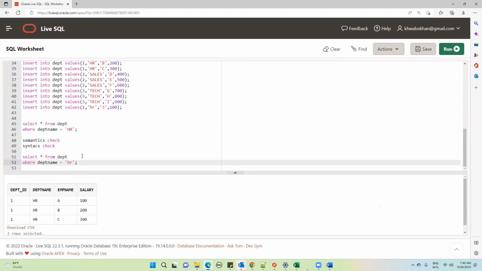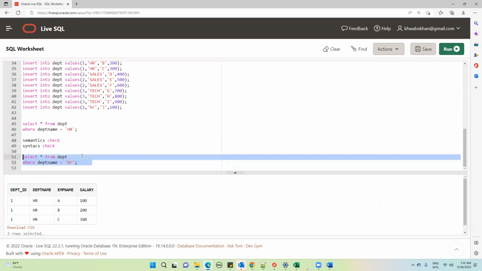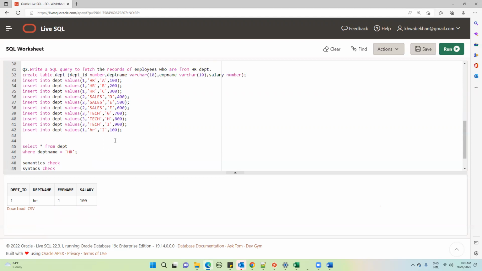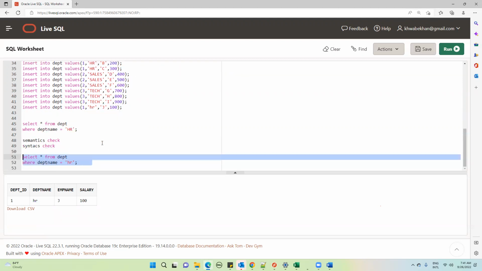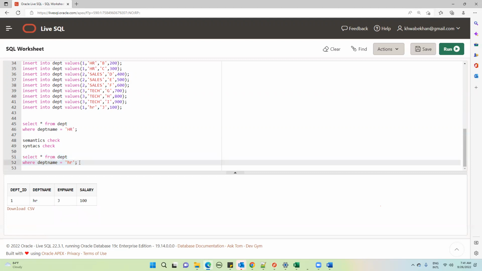So he told me, okay, make it lowercase HR. I have done this lowercase HR. So now only J information is visible and all the others, A, B, C, are not visible. This is the problem I told him. My manager said that he's not bothered about what SQL is, or how it is case sensitive or not. Many times it happens when you have a discussion with business stakeholders, we try to convince them in technical terms that they will not understand, because they're functional people.